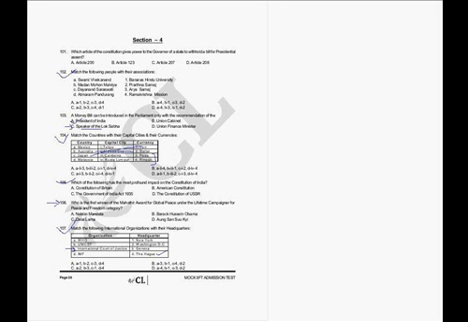Which state is the largest producer of rubber in the country? Which of the following states has the smallest coastline? When you talk about question 108, here again common sense can easily be applied.